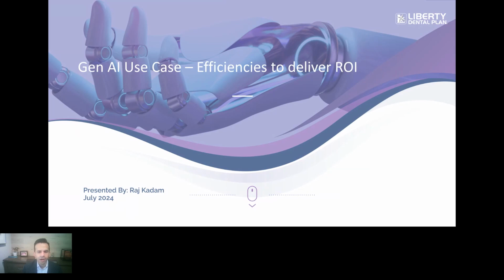We are about 1,200 people in employee strength, across the country. Our clients include, as you can imagine, all the big medical insurance plans like Elevance or Anthem, Cigna, Aetna, and in certain markets they outsource, or we white label, the dental insurance piece for them. So that's in a nutshell about Liberty Dental Plan.